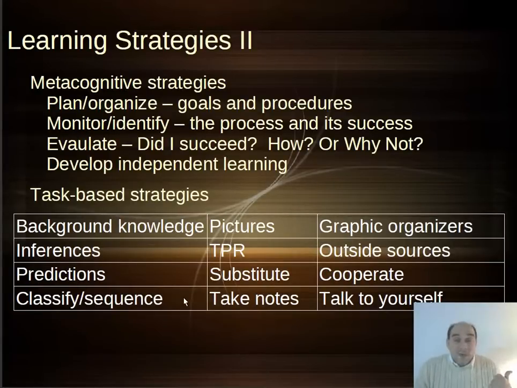Go outside and get resources, right? Here's this problem, and I think I need A, but I don't know about A, so I'm going to go out and get information. Again, making independent learners. Cooperate, work with other people. Get information from other people, right? And then talk to yourself. It's amazing. Why isn't this in metacognitive? Talk to yourself. Talking to yourself, sometimes it helps you find an answer. Love this idea. Talk to yourself. All strategies for trying to solve your math problems.